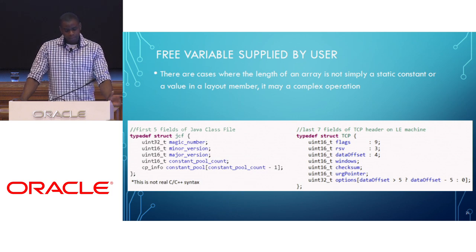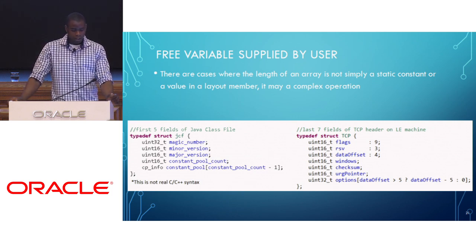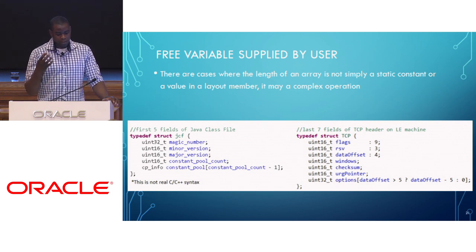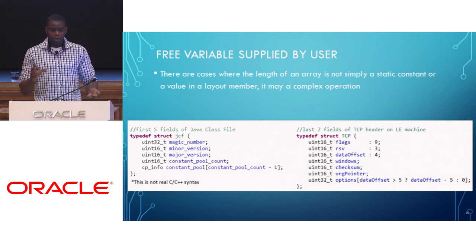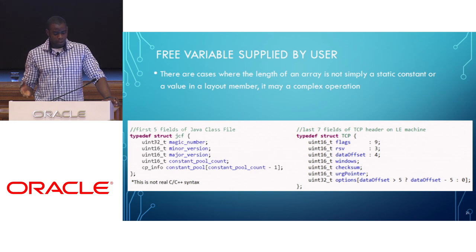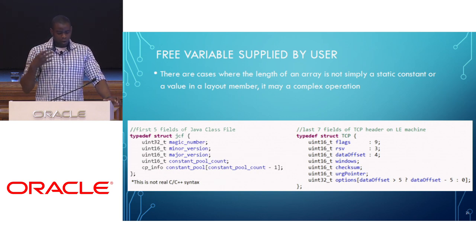And then the next example is cases where the length of an array is not simply a constant or a member, it's an operation on a member. An example is the constant pool in a Java class file. It's not the constant count, it's constant count minus 1. Or on a TCP header, the options field exists if the data offset is greater than 5.